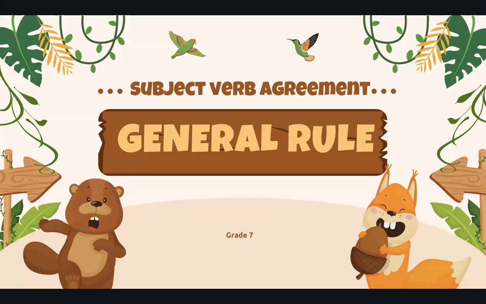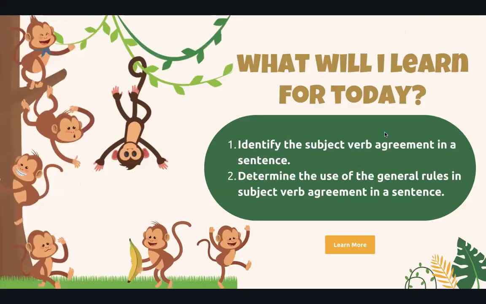We will be discussing subject-verb agreement, which is the general rule. But before that, we will know what you have to learn for today. First is to identify the subject-verb agreement in a sentence. Second is to determine the use of the general rules in subject-verb agreement in a sentence. So let us continue.